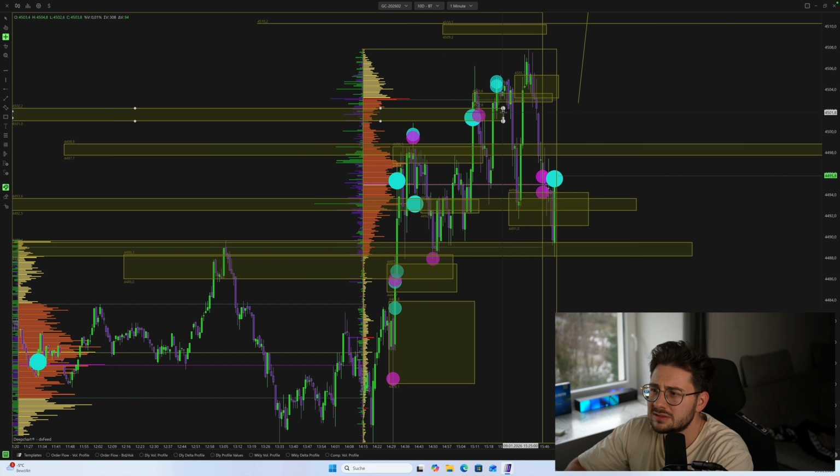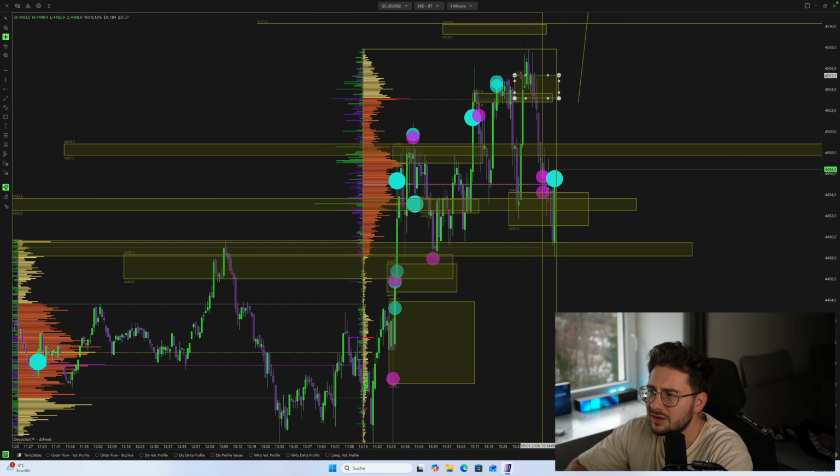I just need to delete couple of levels. I know it might look for you super confusing on all the levels I have. For me, it's very helpful to have all of these levels because I want to see which one gets respected.